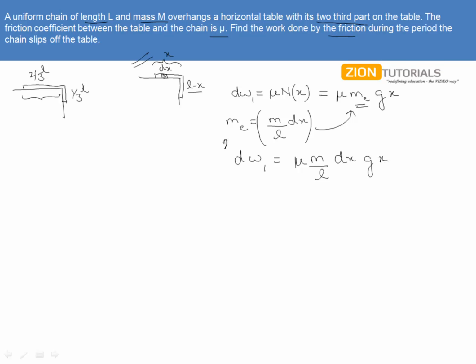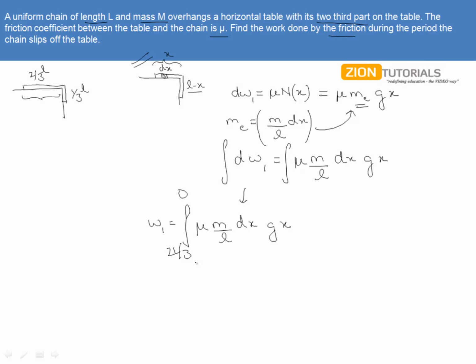It will be the integral of dW1. So it changes to the integral on both the sides. So we will be integrating, that is, the work done will be the integral of mu m by L dx g x from 2L by 3 to 0. Note the x was the length of the part lying above the table. At the initial moment it was 2/3L, but finally it will be 0 because it will slip down. So the limits will be like that only. Don't exchange these limits, right?